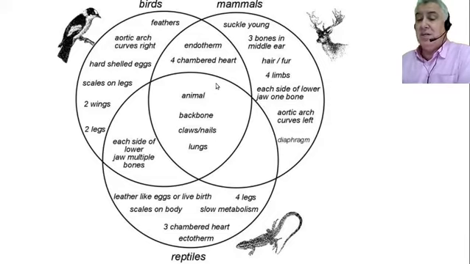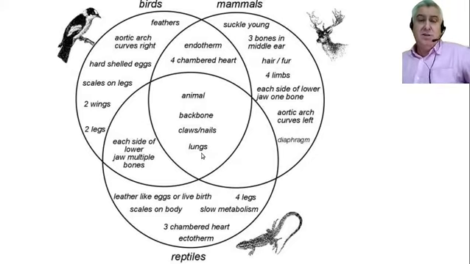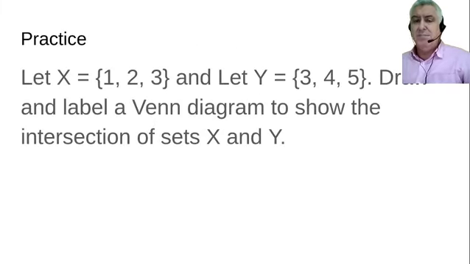And additionally we can see all three sets share these characteristics, and that's really important. That's why we use Venn diagrams, so that we can see the relationships easily. So we're going to do some practice, and my practice is I've got two sets. X has the elements 1, 2, and 3, and Y has the elements 3, 4, and 5. So we're going to draw and label a Venn diagram to show the intersection of sets X and Y.